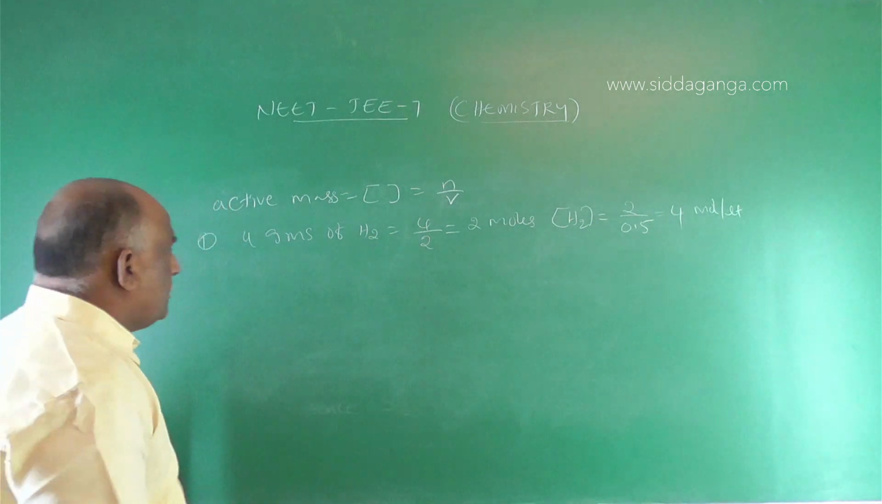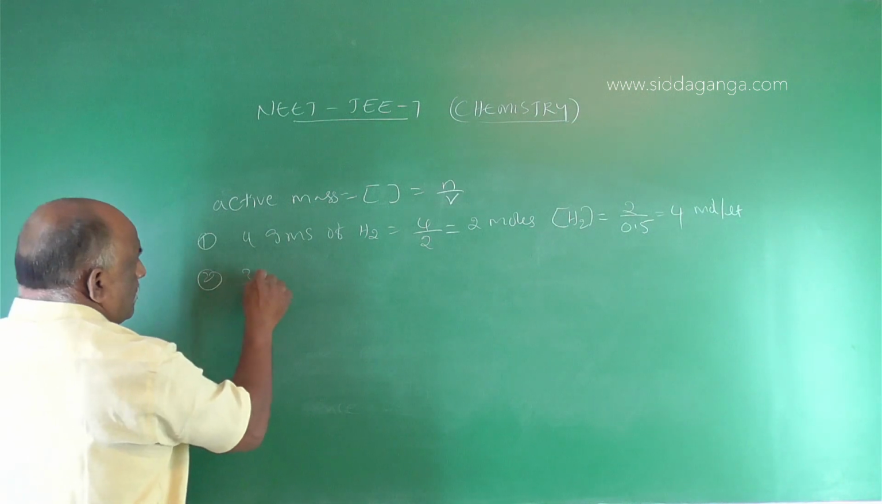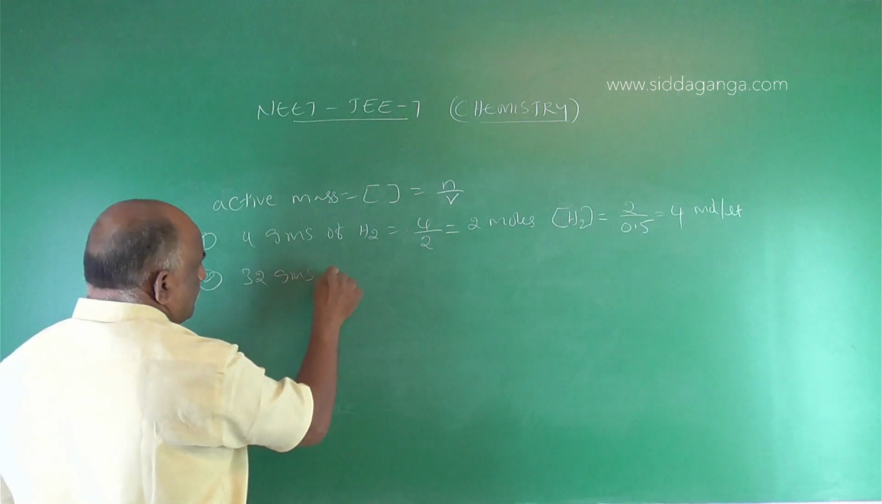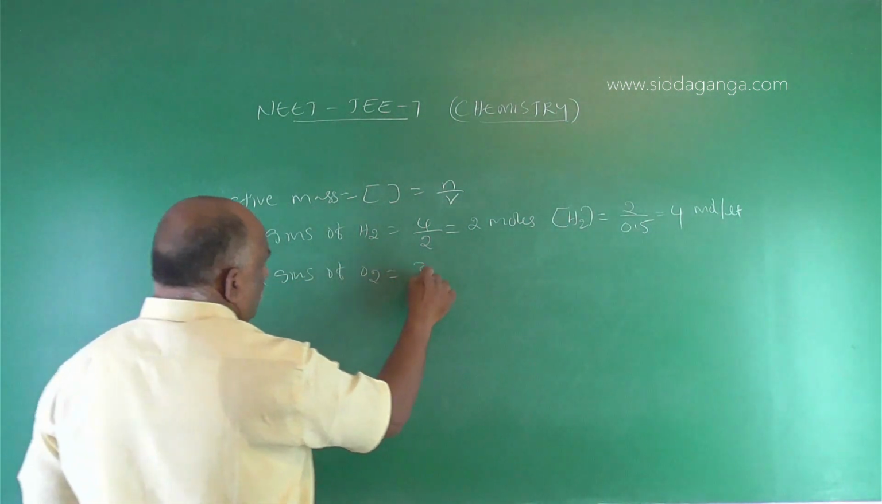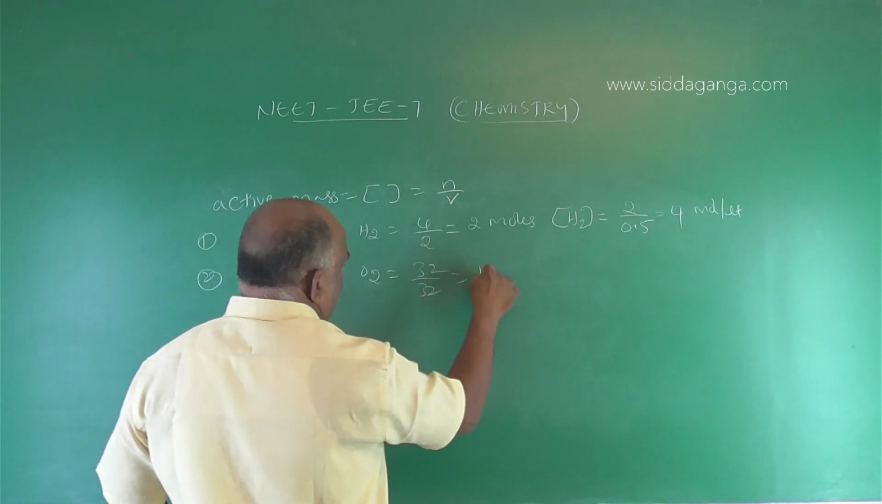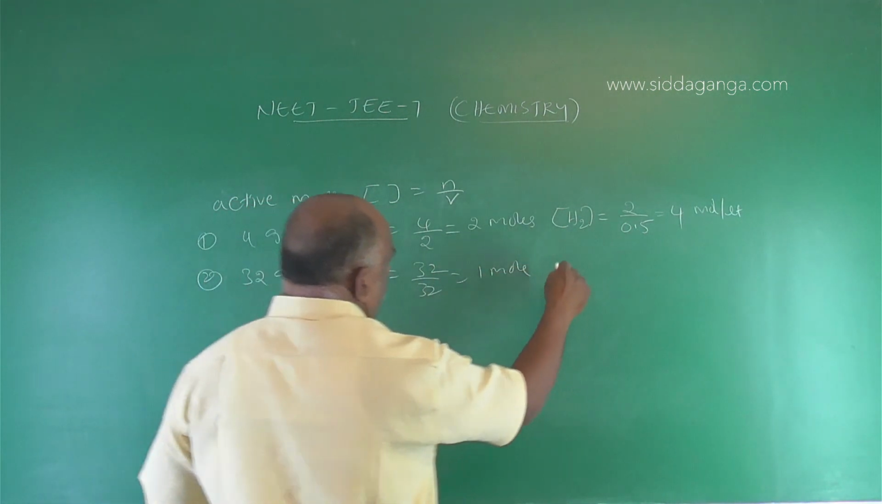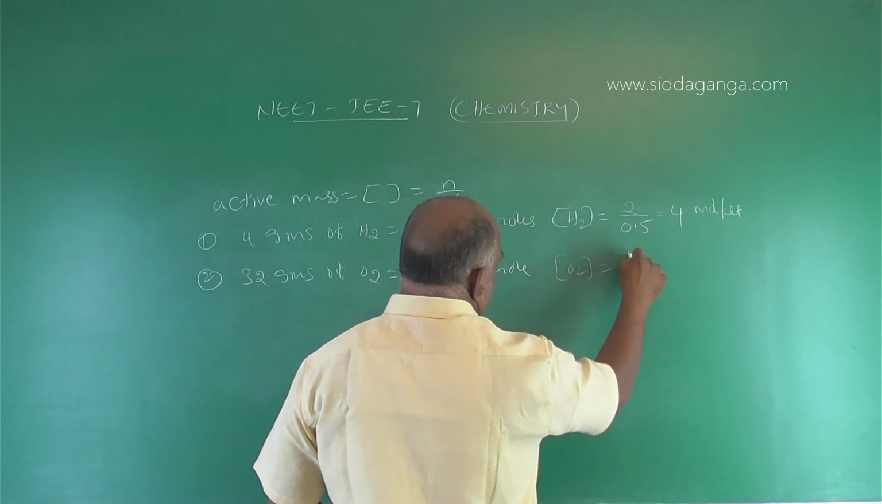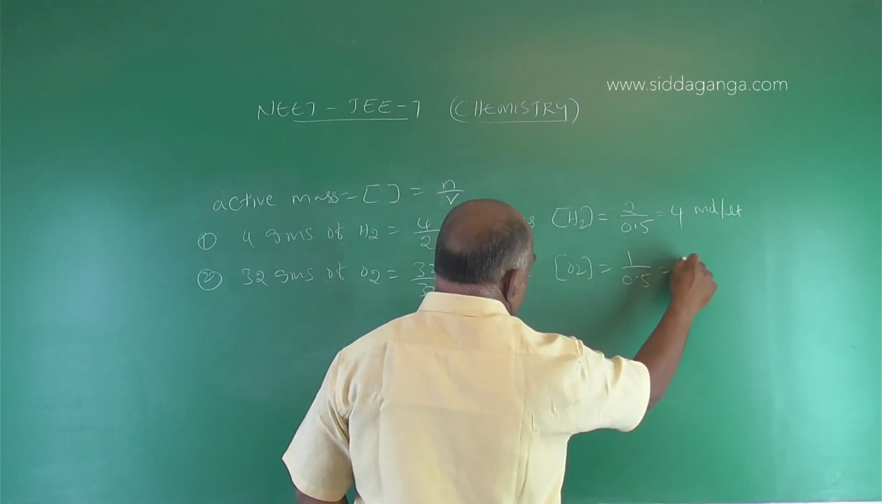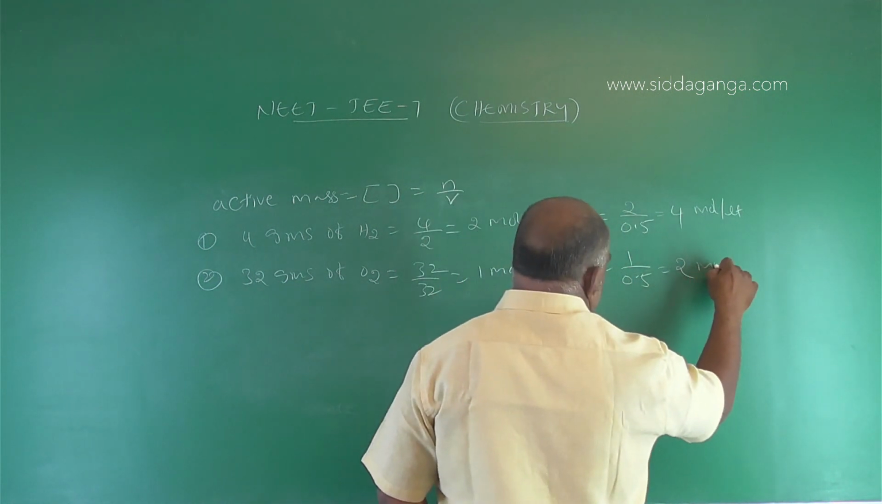And option 2, 32 grams of oxygen. 32 grams of oxygen is equal to 32 by 32. 32 by 32 is equal to what? 1 mole. What is the active mass of oxygen? 1 by 0.5. 1 by 0.5, what is the answer? 2 moles per liter.